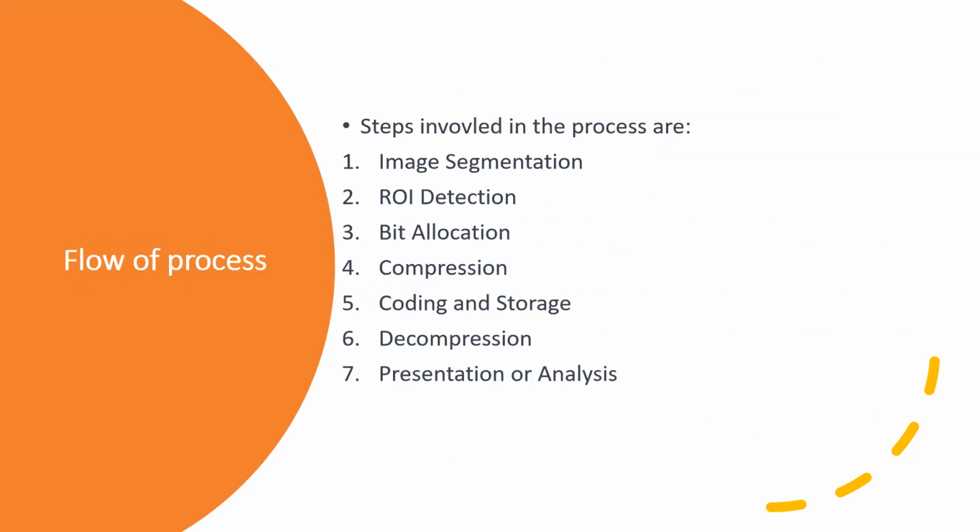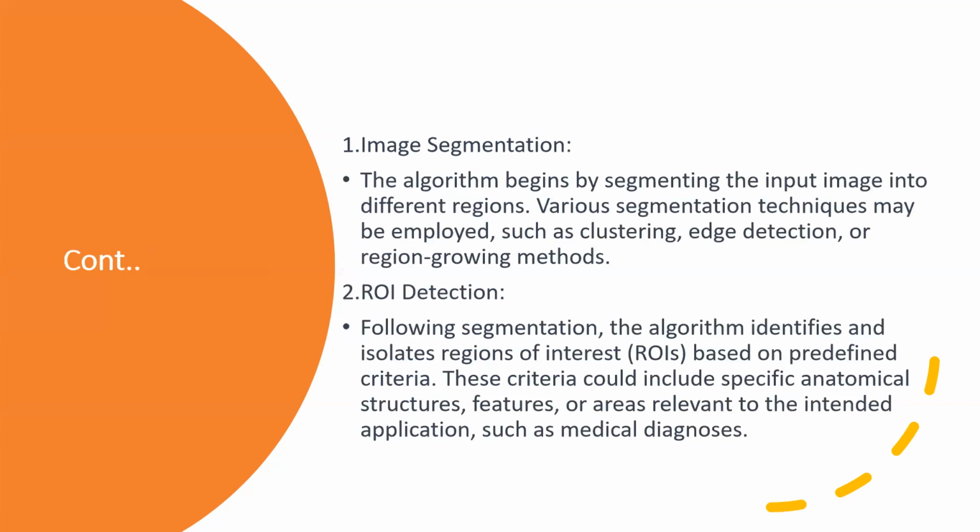Next, the flow of process. What are the steps involved in it? Image segmentation, ROI detection, bit allocation, compression, coding and storage, decompression, presentation of analysis. This is the flow of the process. Coming to the steps one by one. First of all, image segmentation. The algorithm begins by segmenting the input image into different regions. Various segmentation techniques may be employed, such as clustering, edge detection, or region growing methods.